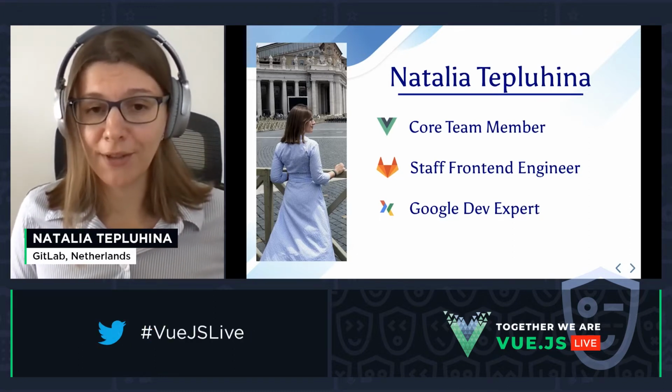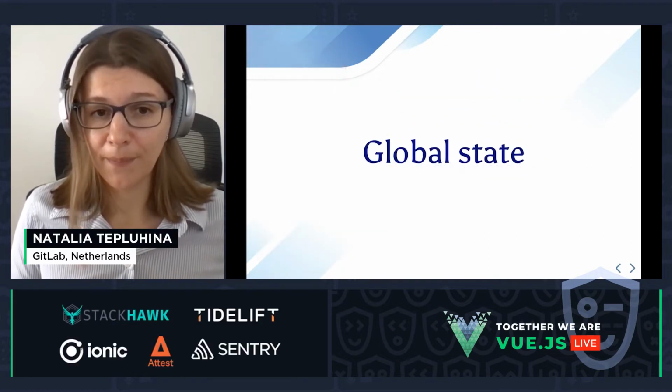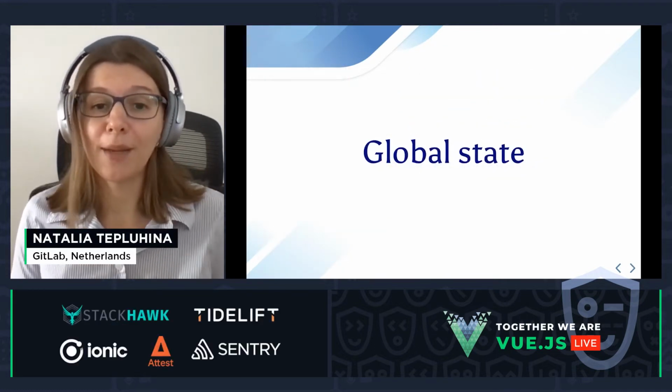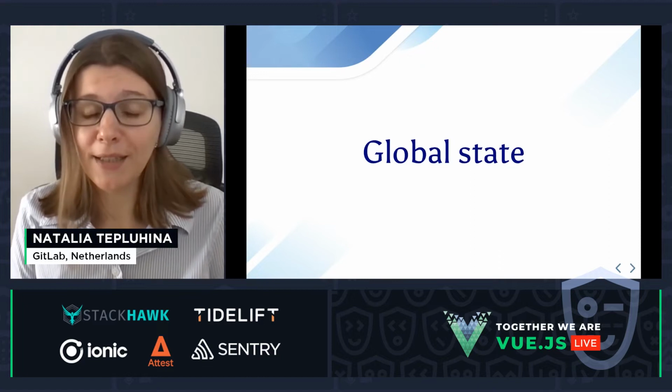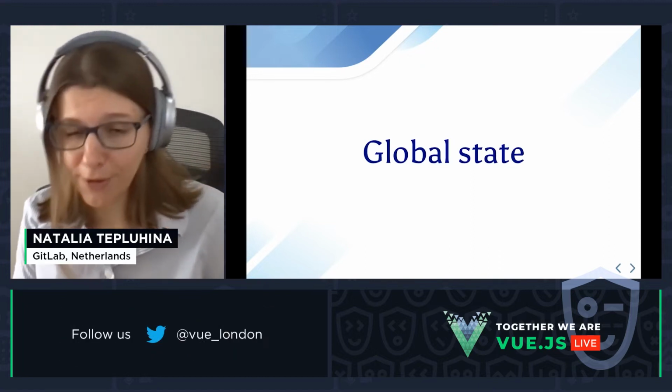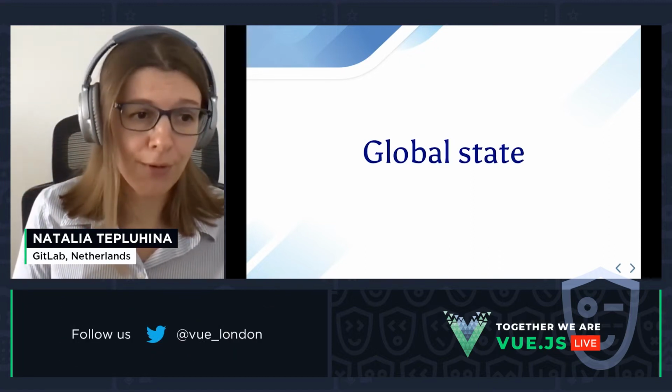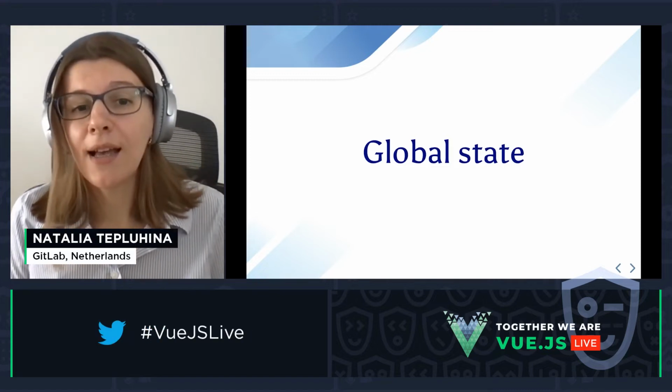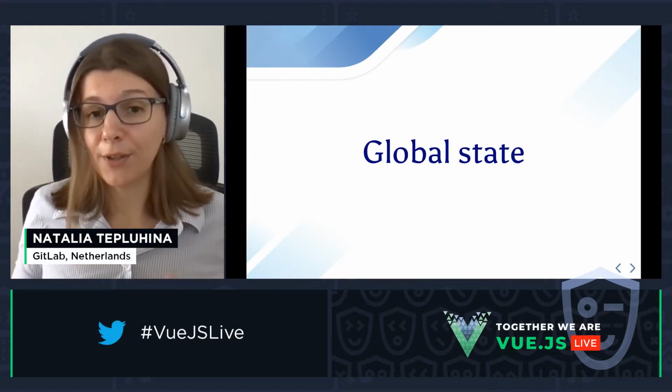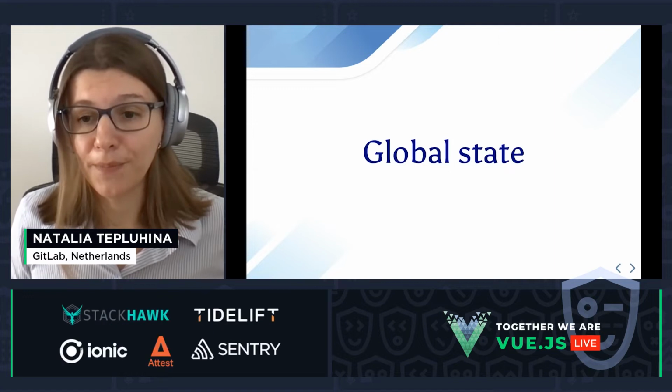So let's start diving into our global state. What is global state in our application? This is some data that we want to share across different components, different views, different routes, and for some reason we need it available everywhere in our application.